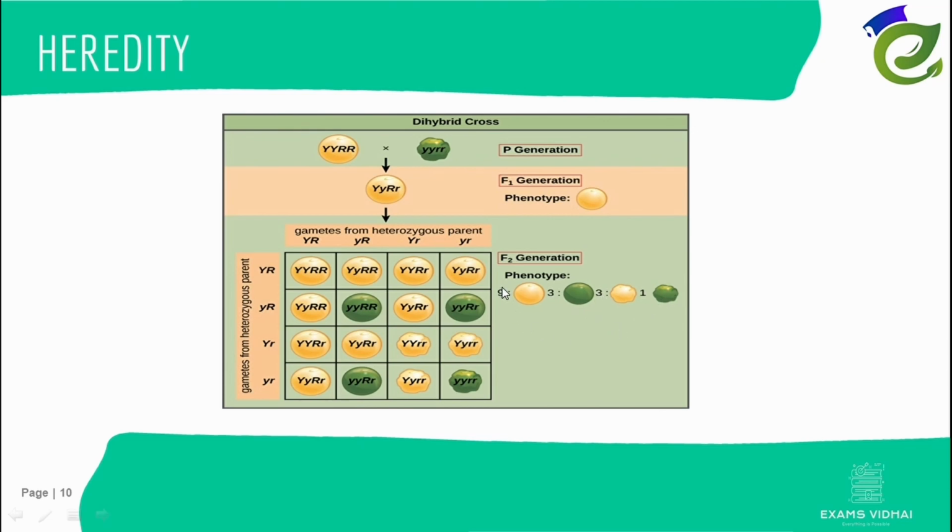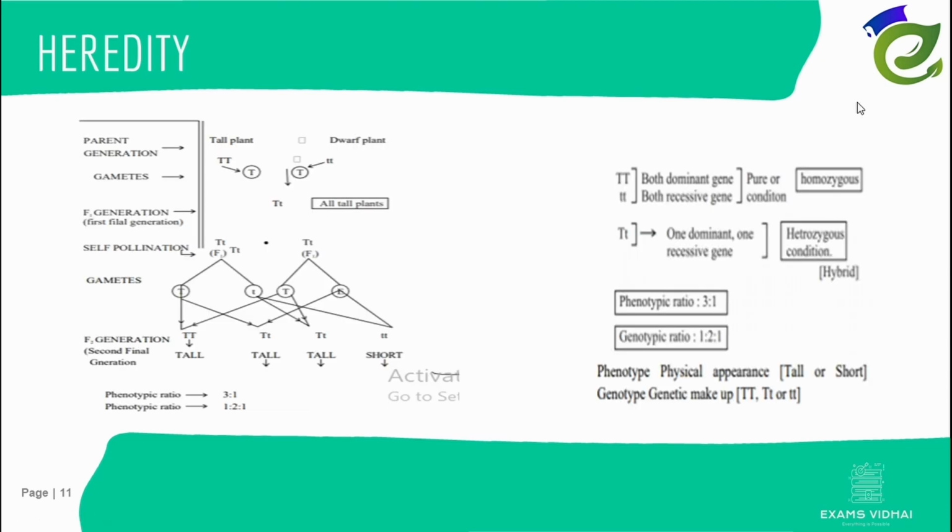It means we get 9 yellow and round pea and 3 green and round pea and 3 yellow and wrinkled pea and 1 both wrinkled and green pea. So this is all about this. If you have any one dominant genes, the dominant genes will be appearing from outside. So if you have at least one capital Y, then it will form yellow color. If you have at least one capital R, okay, let's go for another example.